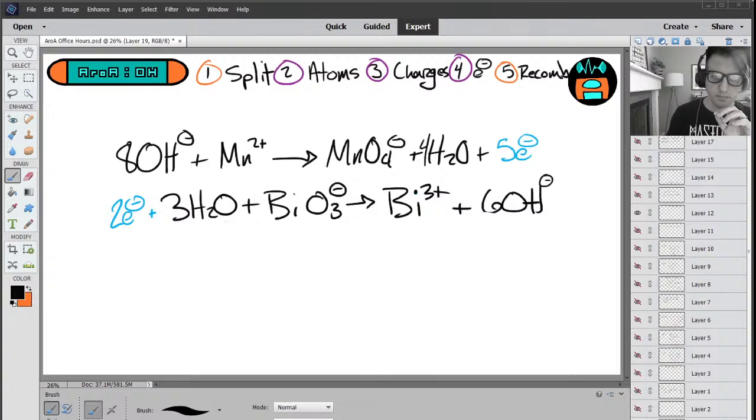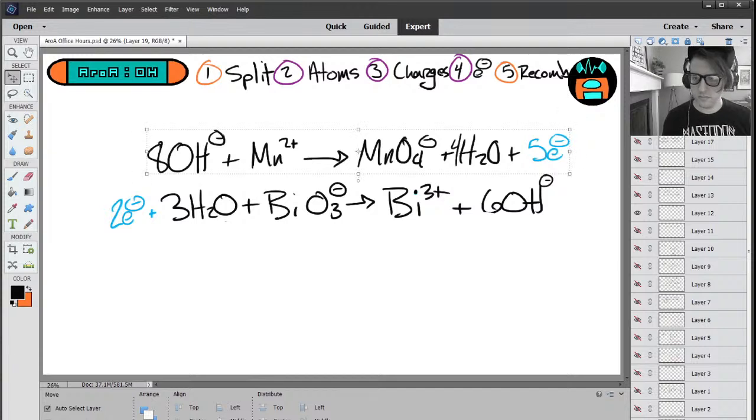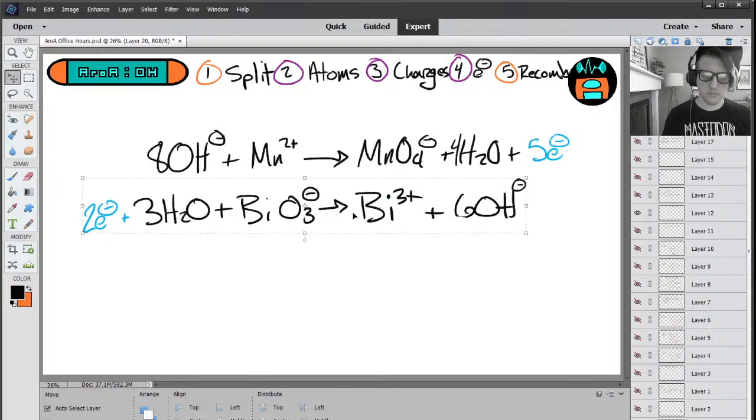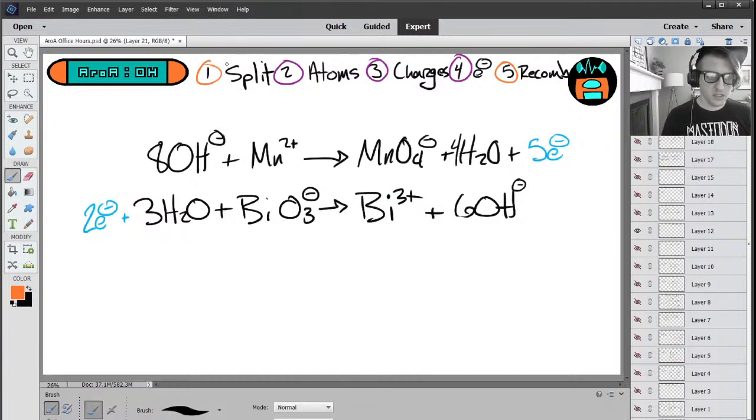All right. So now, and actually, I want to line these up a little bit better. All right, now. At this moment in time, we have split our reaction. We've balanced atoms, we've balanced charges. What is this balancing electrons thing?